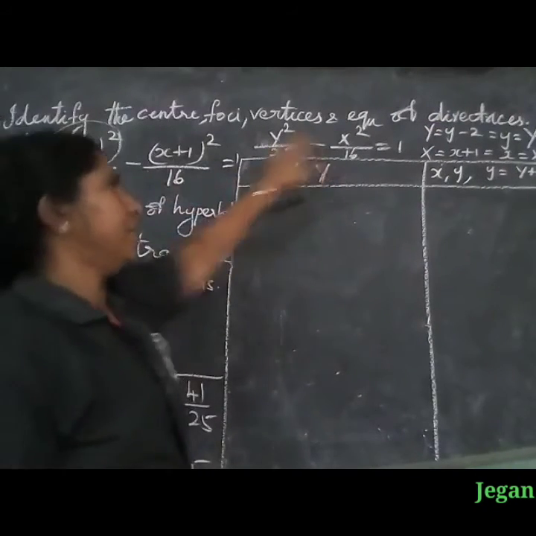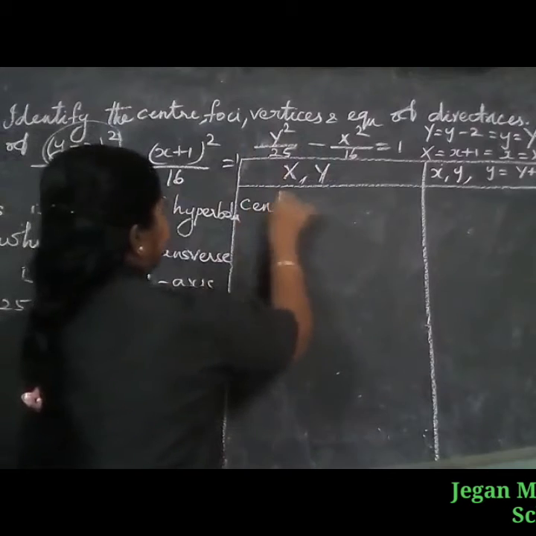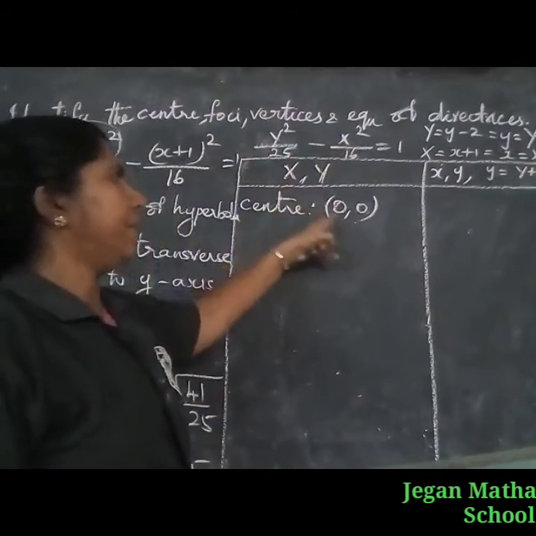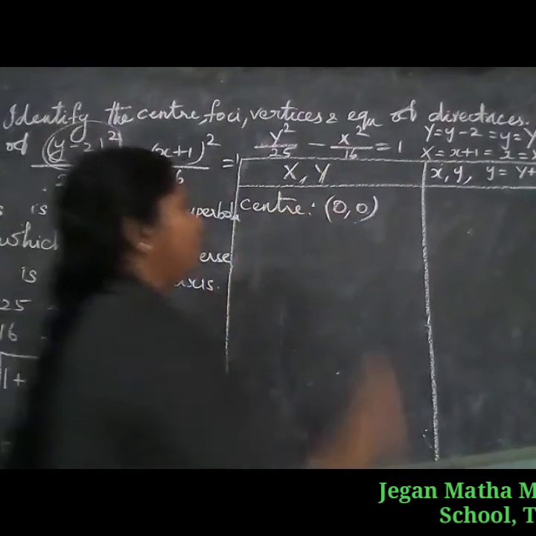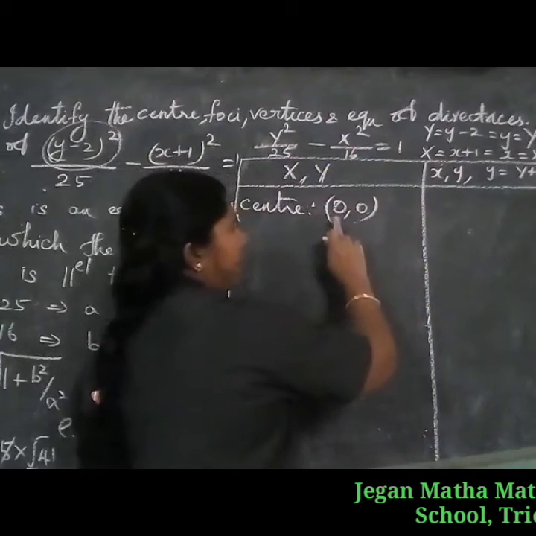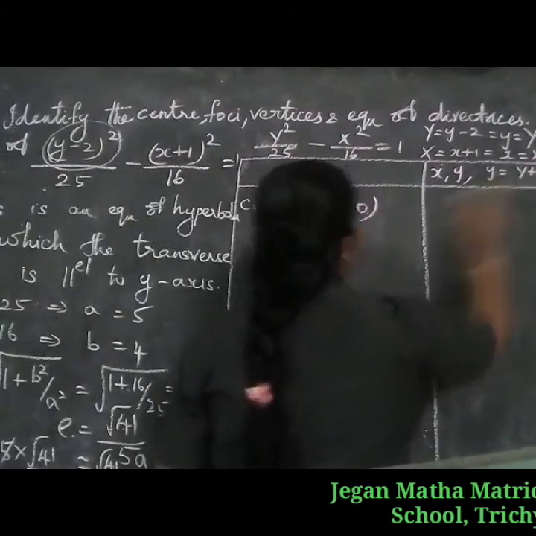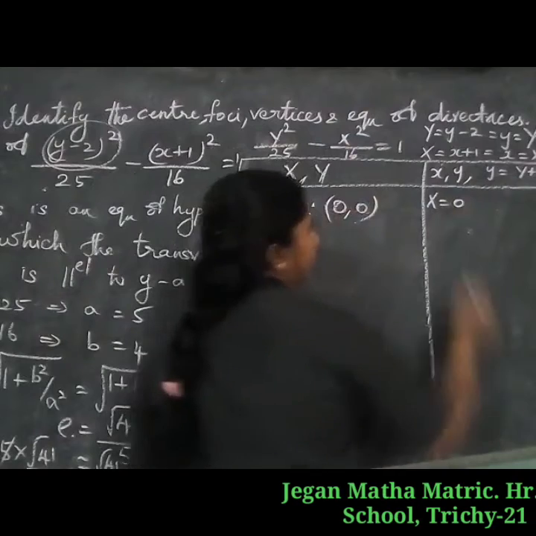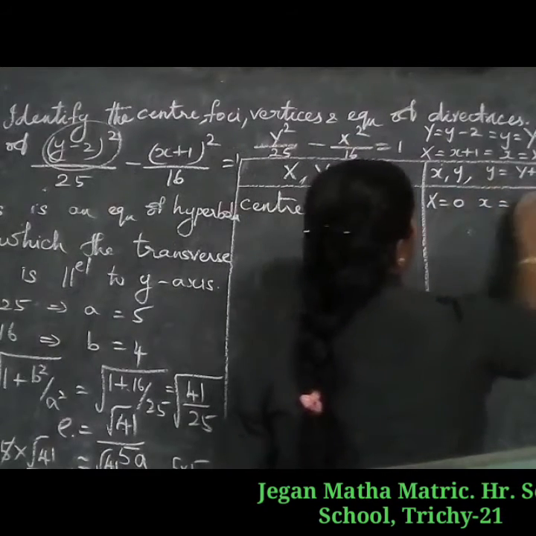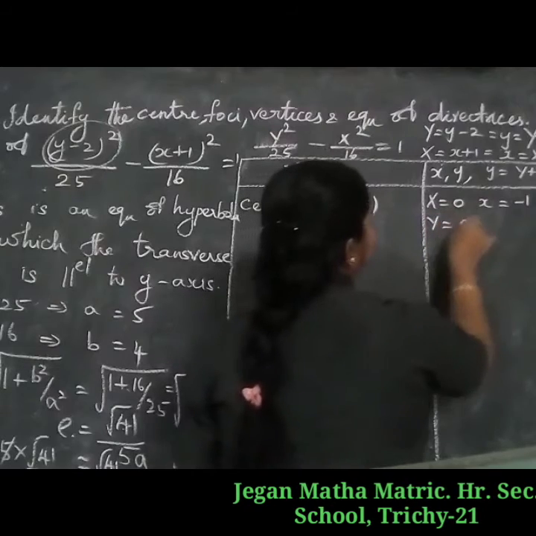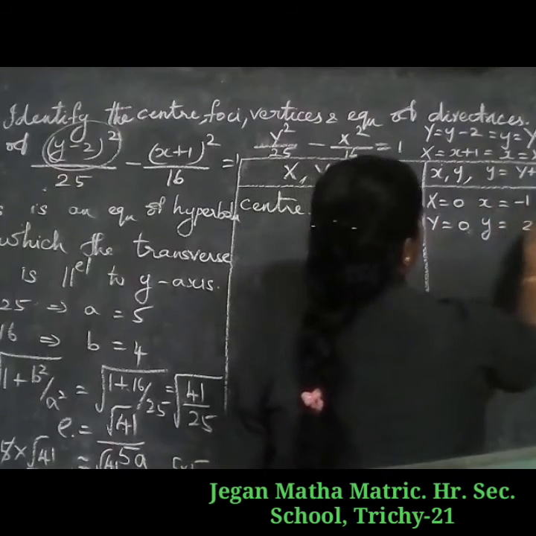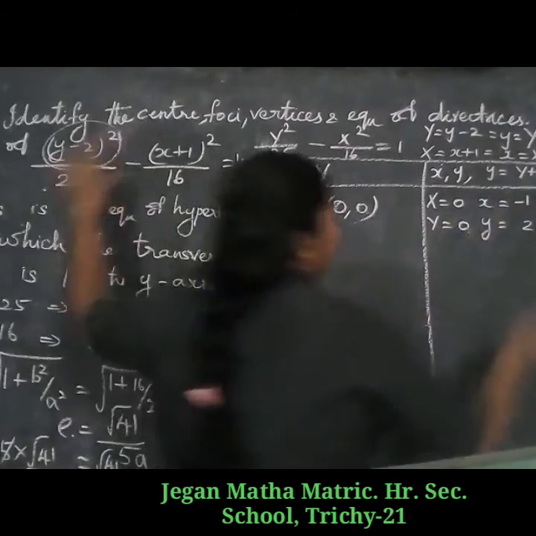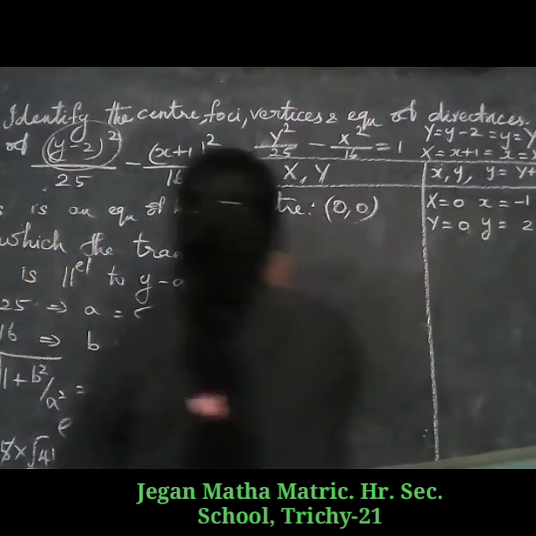Now, for this equation, the corresponding center is 0, 0. This represents capital X is equal to 0 and capital Y is equal to 0. So, now we have to replace the values of x and y with the help of 0, 0. If capital X is equal to 0, small x is equal to 0 minus 1. Capital Y is equal to 0, small y is equal to 2. Therefore, the center point of the given hyperbola is minus 1, 2.